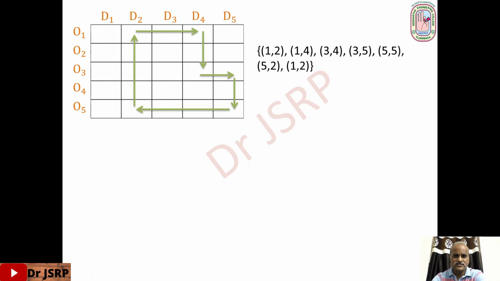And the third one is the starting point. The starting cell is the same as the ending cell. We started at 1, 2 and ended at 1, 2. Okay, so all three conditions are satisfied. So this set forms a loop, a closed loop.